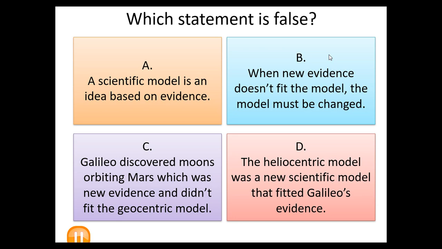Okay, so let's have a pause, have a think about these ideas. Which of these statements is not correct based on some of the ideas, a scientific model, Galileo, new evidence, etc.? Which one of these statements is incorrect? Pause the video and have a think.